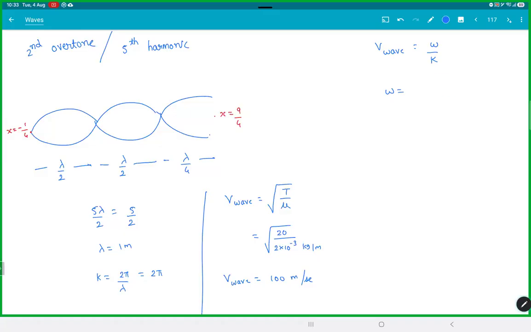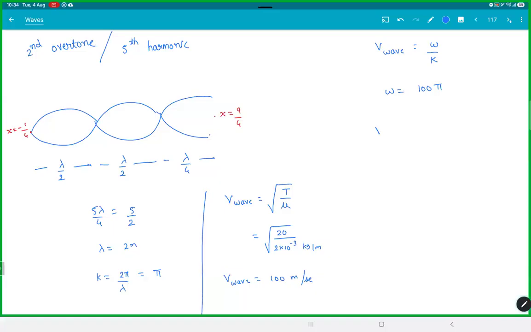No. 100 pi. V wave is omega by k. Omega, yeah, that's 200 pi. Once you got omega, then, did I mess up something? Yeah, I messed up something. This is 5 lambda by 4. Lambda is 2 meters. This is pi. Yeah, I messed up. And that would be 100 pi.